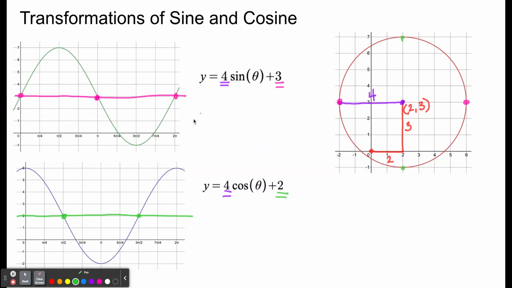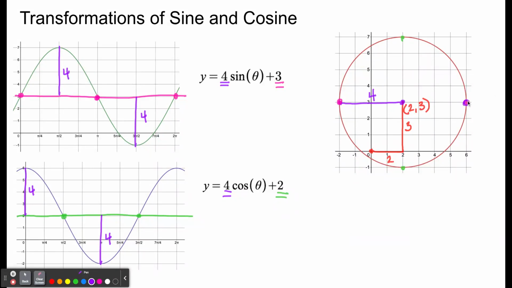Now, let's look at the amplitude, which is from the radius. So from here to here, from 3 to 7, is a distance of 4. And from 3 to -1 is also a distance of 4. You can see those same distances on the cosine graph here and here. So again, all these changes that we made all relate.